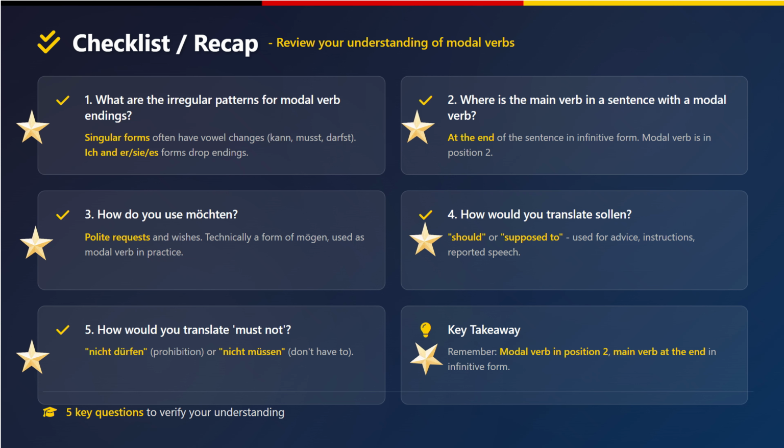Here is the key takeaway. Always remember modal verb in position 2 and main verb at the end in infinitive form. If you can answer these 5 questions confidently, you have mastered the German modal verbs. Great work!